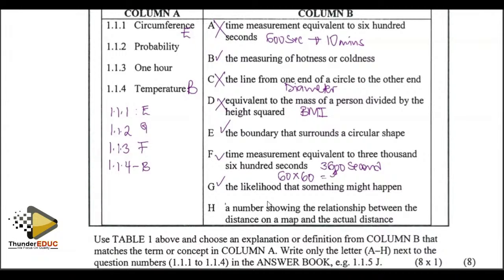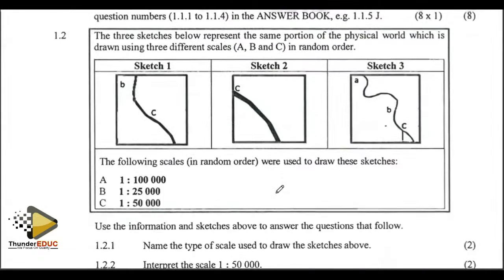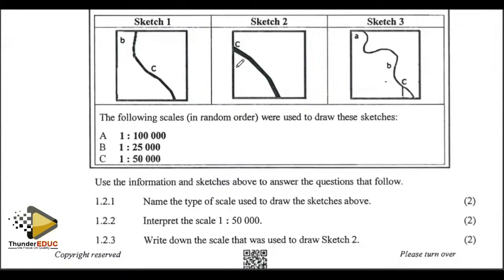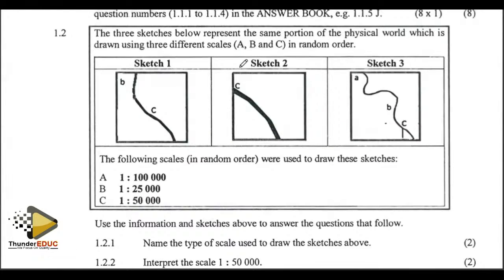Even though H is not seen, they say the relationship between the distance on the map and the actual distance, this could have been the scale, but it's not there. Okay, let's finish. We have just done that. Those were 8 marks, each carrying 2 marks.